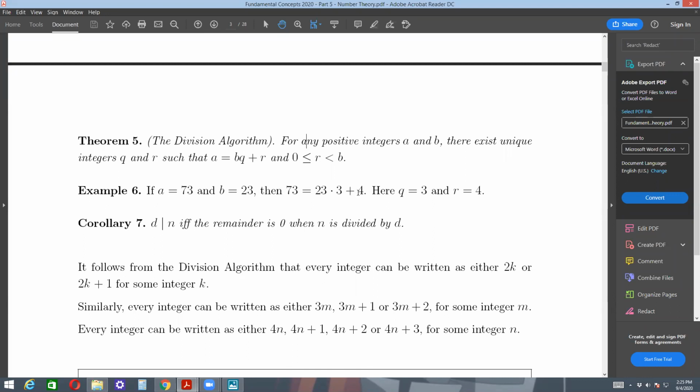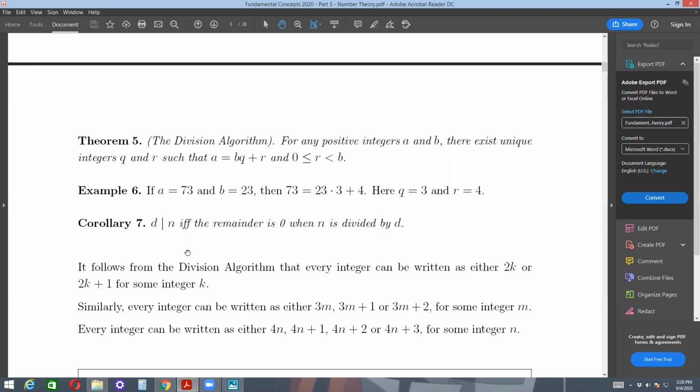All right, and this thing here, this is actually the division algorithm. This is very useful when we go into congruences later on, because that's basically what congruences are, right? Just the remainders. So here Q is 3 and R is 4.